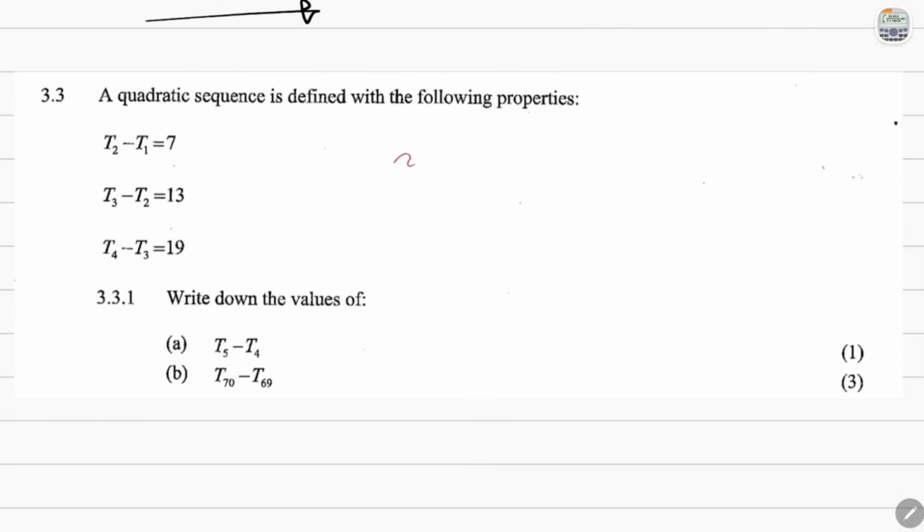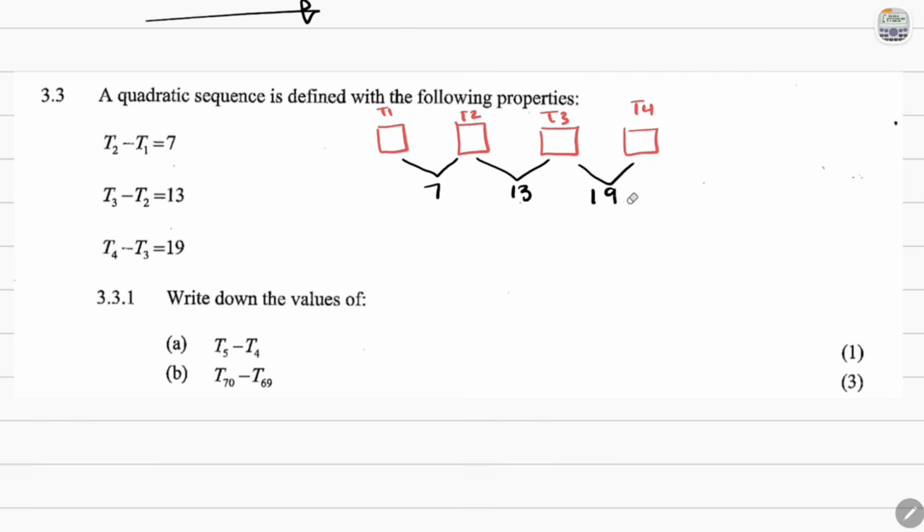You see, a quadratic sequence has a first difference and a second constant difference. So here's our quadratic sequence. Okay, this is term 1, this is term 2, term 3, and so on. They're saying that if you take term 2 minus term 1, you get 7. So this is the first difference of 7. And then if you take term 3 minus term 2, you get 13. And if you take term 4, so here's term 4, minus term 3, you get 19. So this is the first difference. This is a linear pattern that they've given us here.